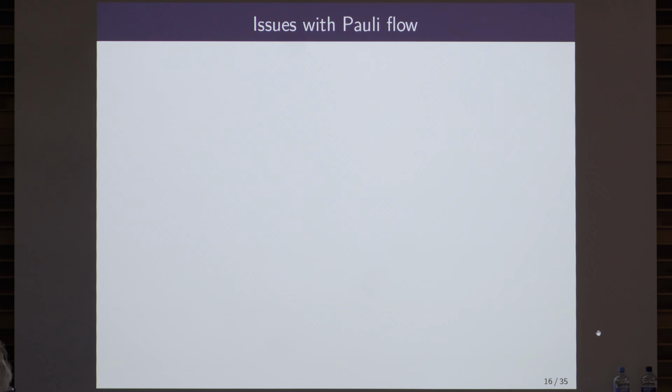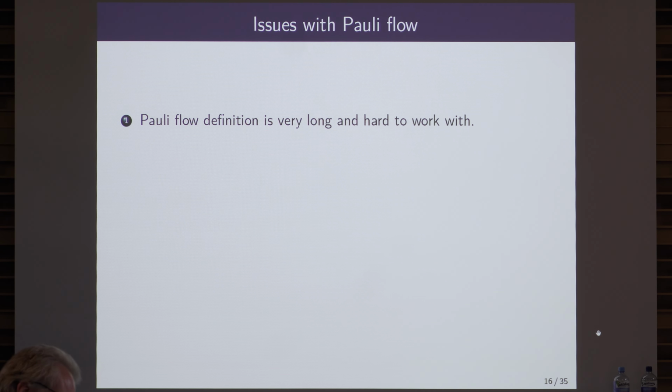So what are the issues with polyflow? First of all, the definition, as I showed you, is extremely long, right? All of those conditions, it's hard to work with them. And that is a problem, because if you want to show that something is polyflow, meaning you can perform computation in a deterministic way, you suddenly have to verify all of those conditions, which is just a very tedious process.